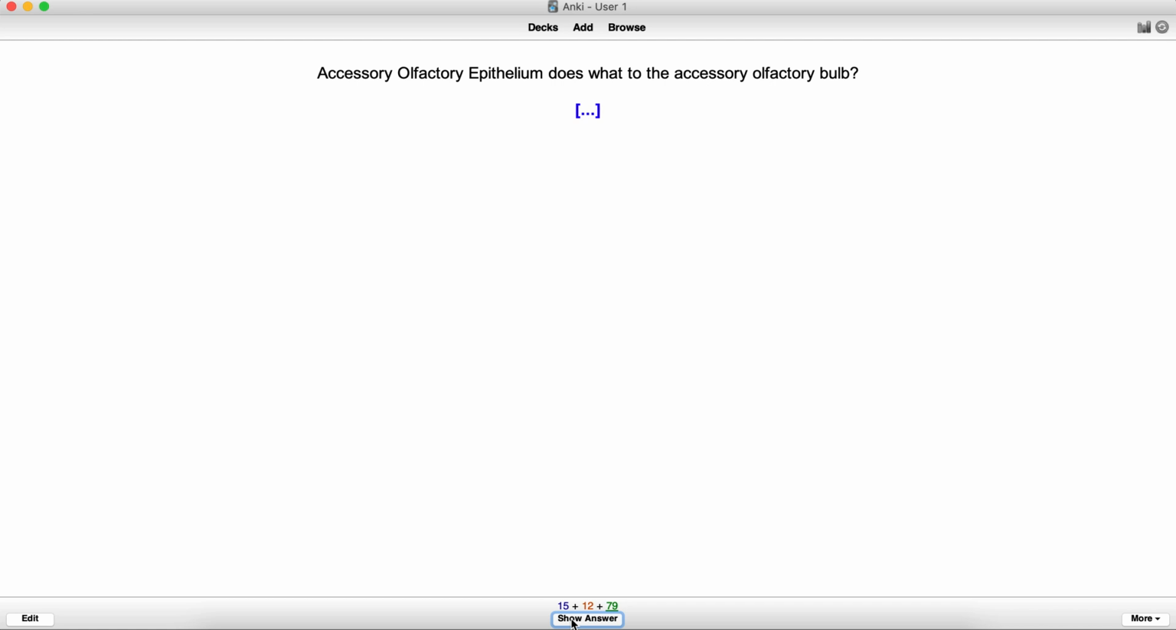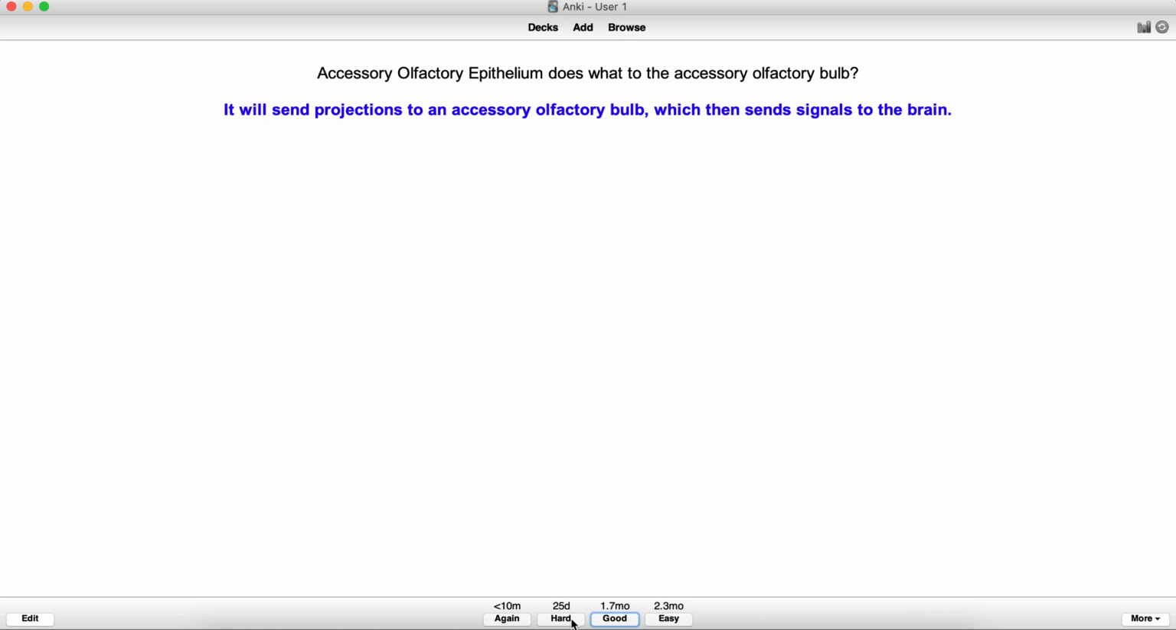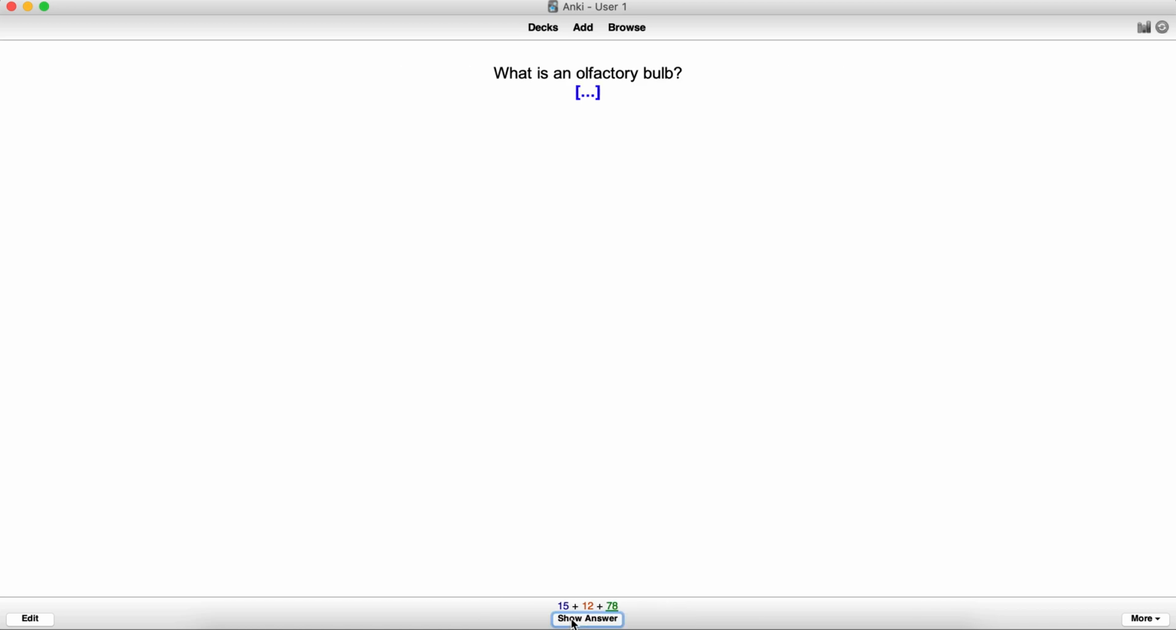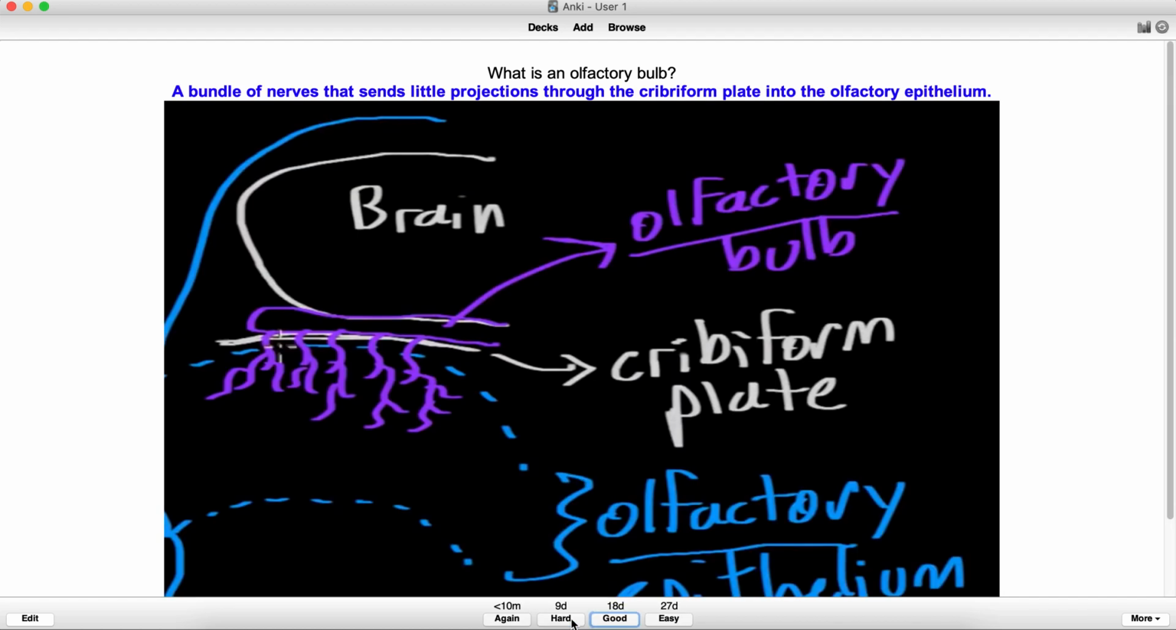What does the accessory epithelium do? It contains basal and apical cells that contain receptors, so it sends neural impulses to the accessory bulb at the mitral and tufted cells. What is an olfactory bulb? It's a location area containing the glomerulus, which is the mitral tufted cells, above the cribriform plate, which is above the olfactory epithelium. It's also a bundle of nerves that sends projections through the cribriform plate into the olfactory epithelium.